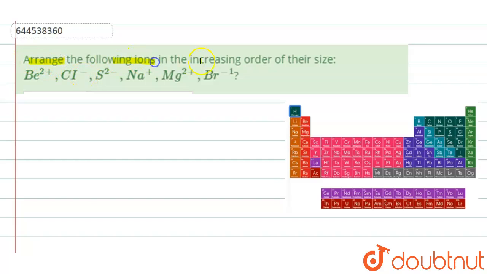Hello everyone, let's see this question. Arrange the following ions in the increasing order of their size. We have beryllium 2+, chloride ion, sulfide ion, sodium ion, magnesium ion and bromide ion.